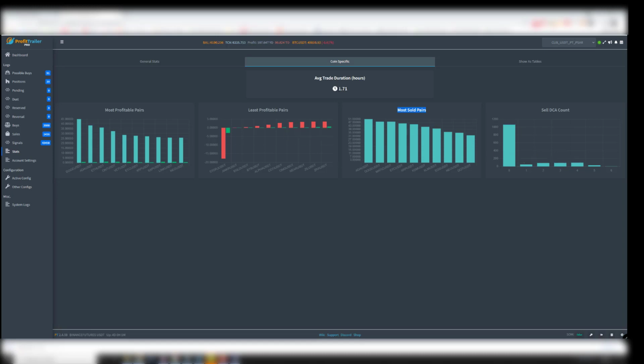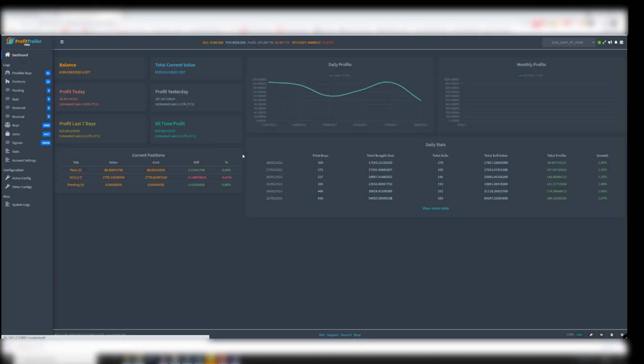And here you have average duration. So each average duration is 1.71 hours. It is a lot, but it's also because I have 0.6% take profit. If I had 0.2, probably this would be much smaller. But I'm okay with my profit so far, so I'm not going to touch this. I don't mind this as well.